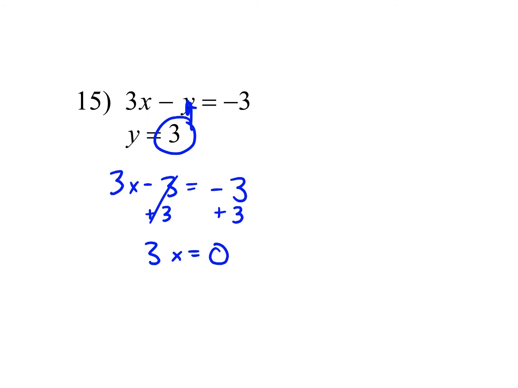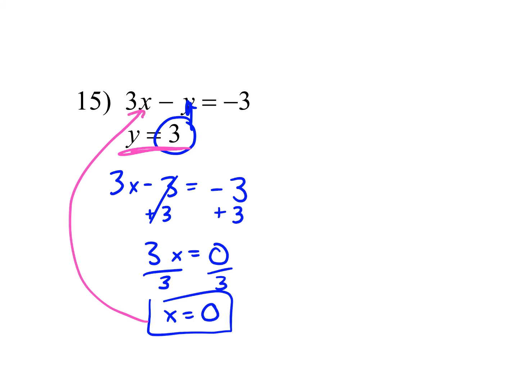And then what should I do? Divide by 3. So what's x equal to? 0. How do I find y? I could plug it into x, but do I already know what y is? Yeah, it told me right here, y is 3. So if I plugged it into x, I would get y is 3. So how would I write my answer? 0, 3. So you could plug it in, but just to save yourself some time and effort, just look at it. It says y is equal to 3, so that's your answer.